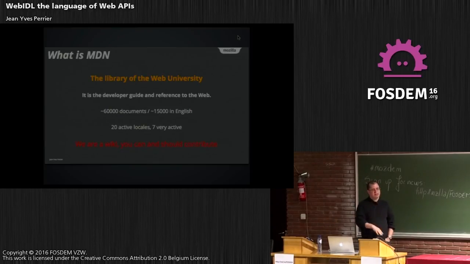It's all the guides, all the reference you need to write a website. It has about 60,000 documents. About 15,000 of them are in English. And we have about 20 active languages and locales on the wiki, with 7 of them very, very active with edition every day.